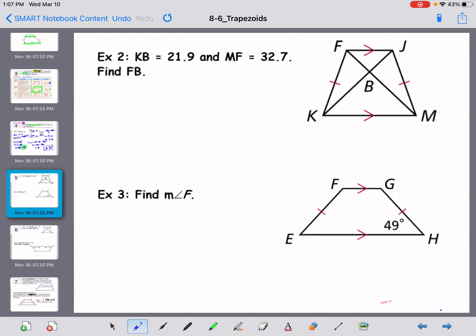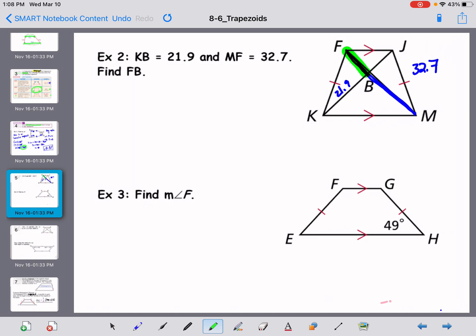All right, so same scenario. Both of these problems are going to be isosceles triangles, okay? So KB is 21.9. And MF, which is the whole piece right here, the whole diagonal, is 32.7. And I need to find FB. So what I'm looking for is just this little part in green. Well, the diagonals are going to be congruent. It's isosceles, so everything is going to break down like you would expect it to.